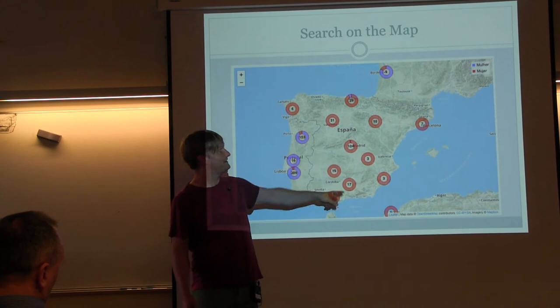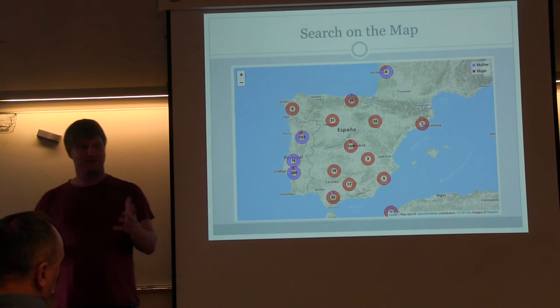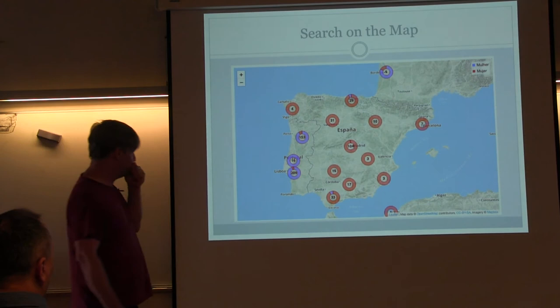So if you do the same thing with something that isn't actually a different language, you get dialectal features of words directly on the map. These are not the only points. If you zoom in further, you get more points. It groups them.